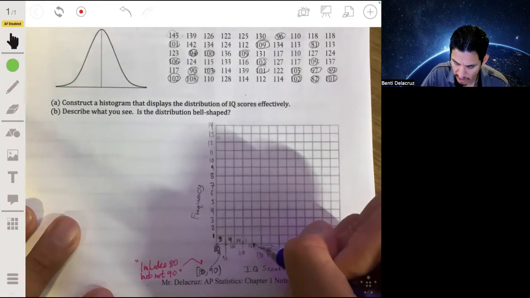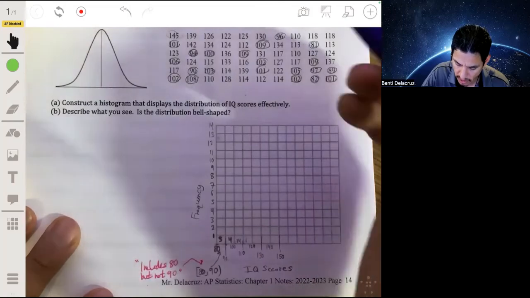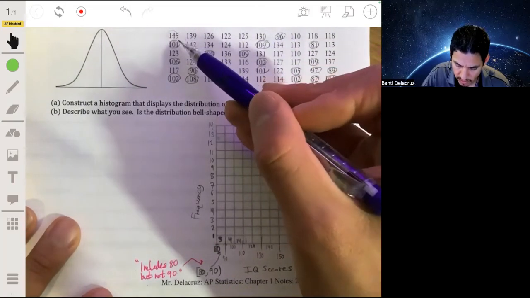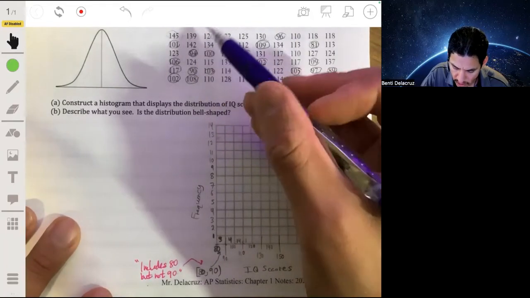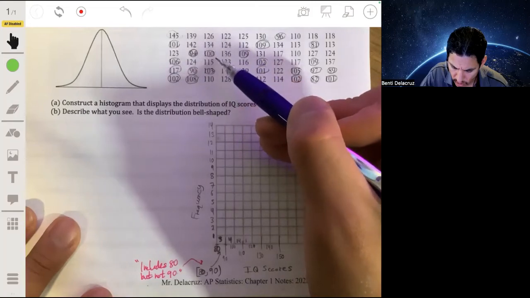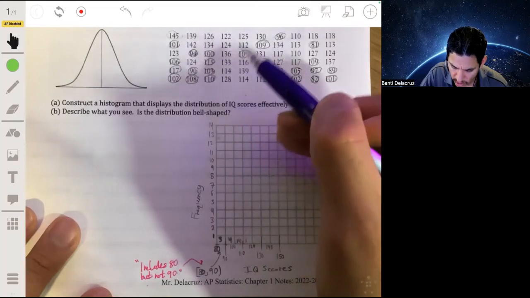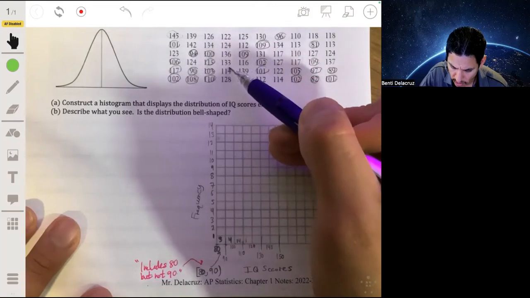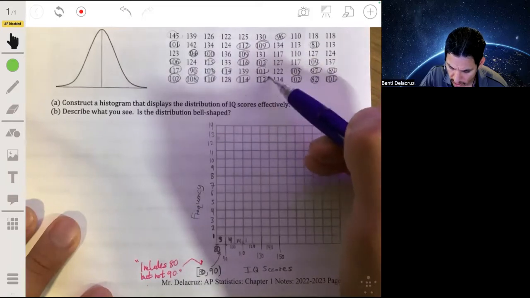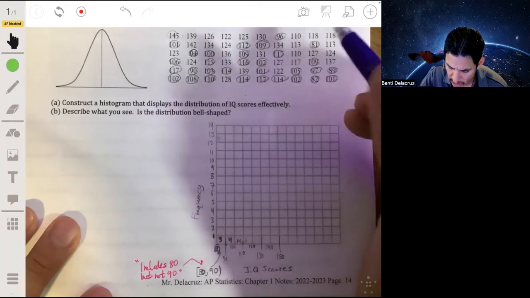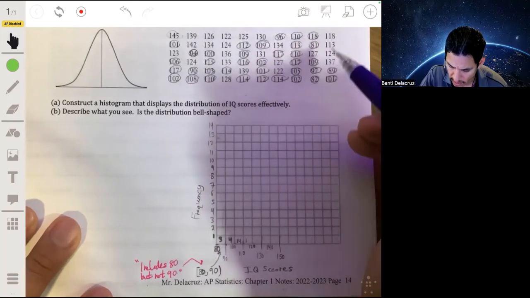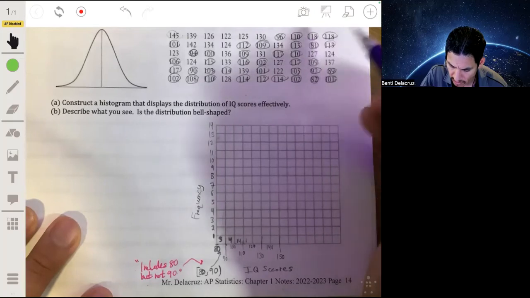Next one, 110, but less than 120. We got 1, 2, 3, 4, 5, 6, 7, 8, 9, 10, 11, 12, 13, 14, 15, 16, 17.